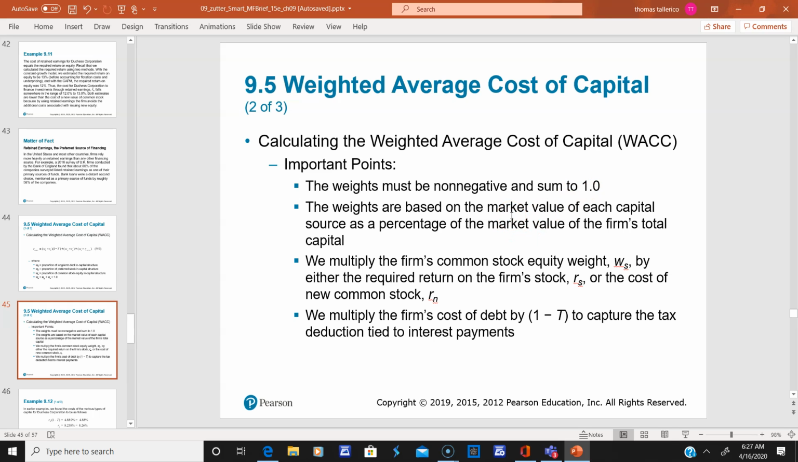The weights are based on the market value of each source as a percentage of the total you have. So if you have 30% in debt, that would be 0.3. You multiply the firm's weight by the return, and as I just said, the cost of debt is after tax. So this is kind of important.